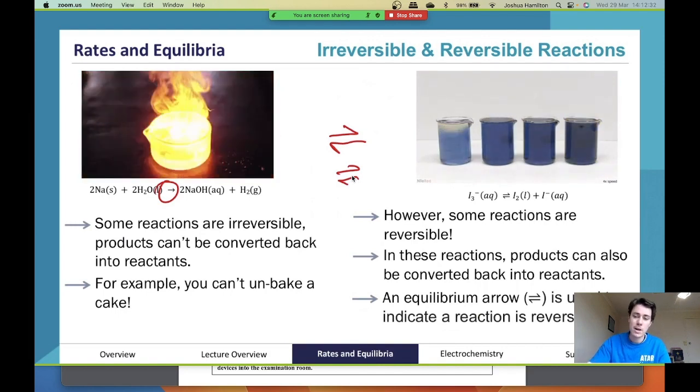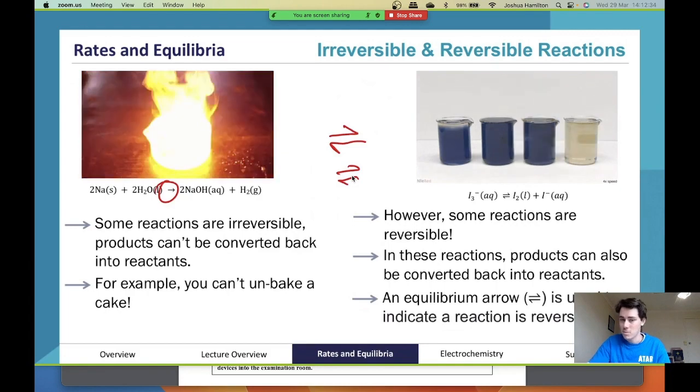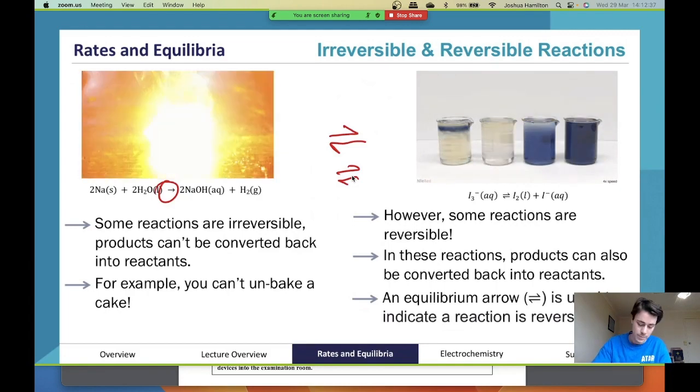So in this reaction, the products can also be converted back into the reactants. So you can go forwards and you can go backwards.